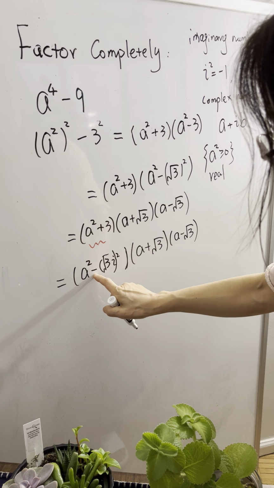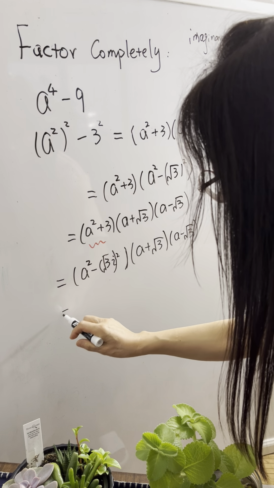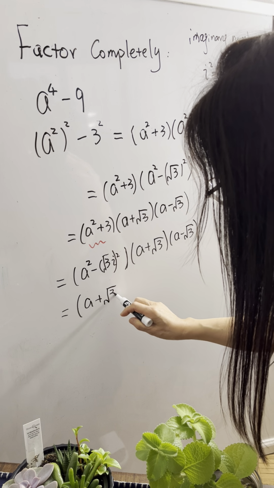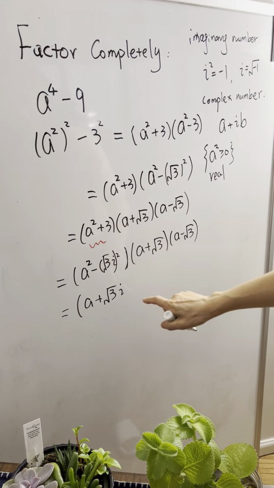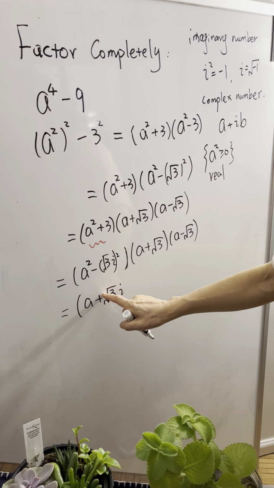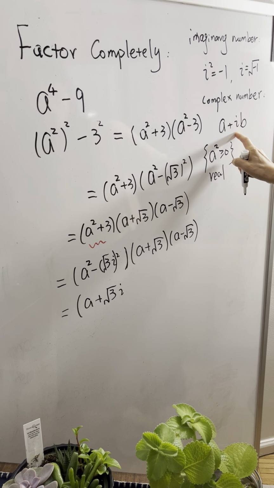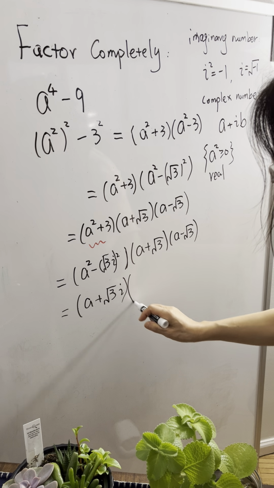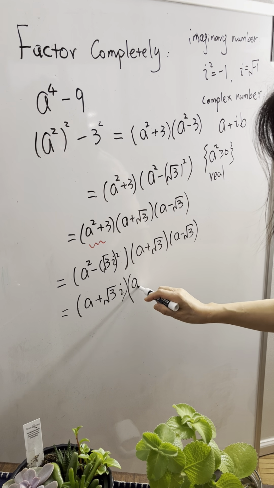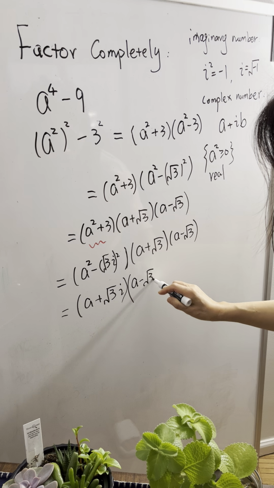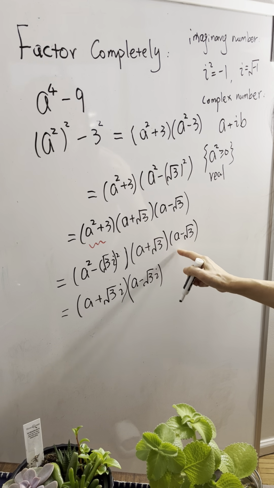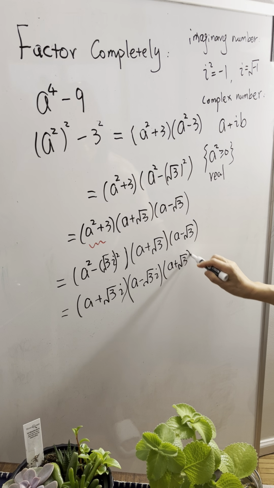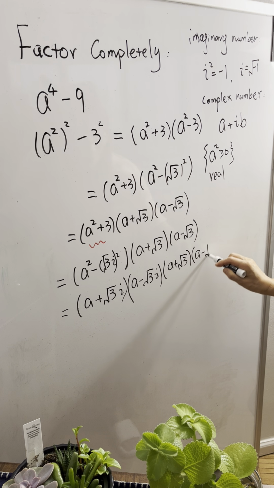Then again we have difference of two squares. So this can be factored as a plus the square root of 3i. And this i, you can write before the square root of 3, or after. Doesn't matter. Then the second one is a minus the square root of 3i. Then with those two factors, a plus the square root of 3 and a minus the square root of 3.